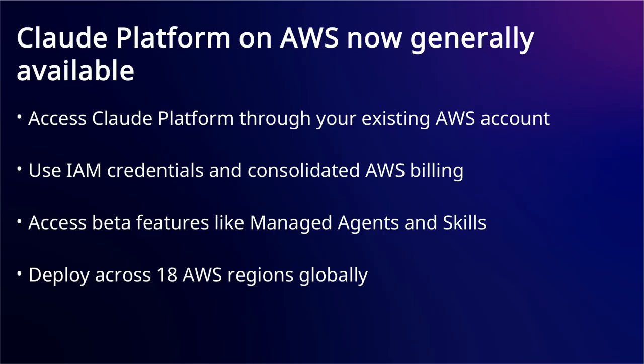You can deploy across 18 AWS regions while maintaining CloudTrail audit logging for security visibility. The service is operated by Anthropic and processes data outside the AWS security boundary, making it suitable for teams without specific regional data residency requirements who want the native Claude Platform development experience.